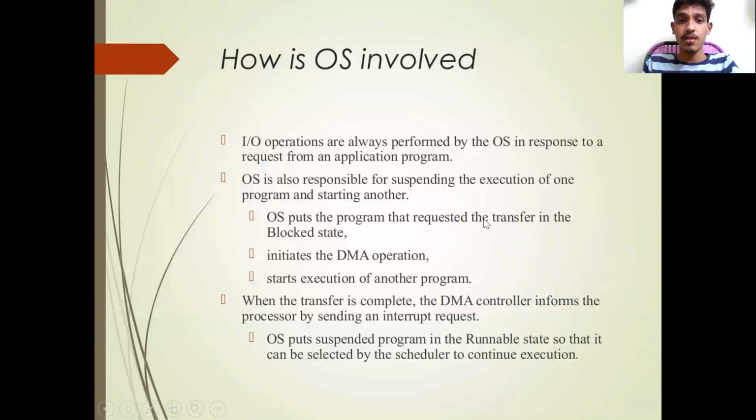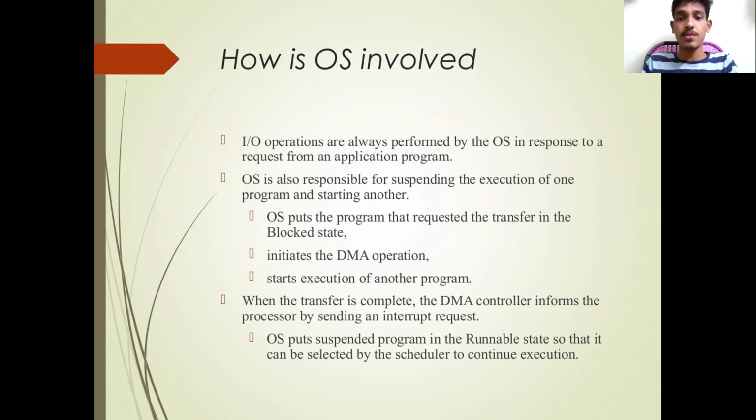How is the OS involved? IO operations are always performed by the OS in response to a request from an application program. Whenever an application requests an IO, the OS will perform that operation. The OS is also responsible for suspending the execution of one program and starting another. In case of an emergency or a demand, the OS will stop the execution of the current program and immediately start the execution of the one that is urgently required.